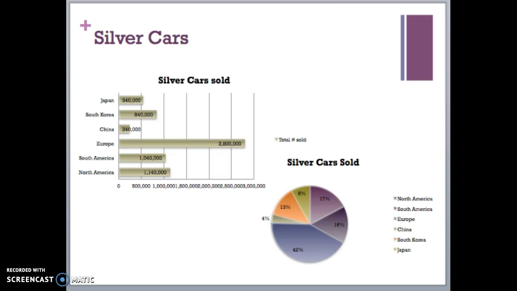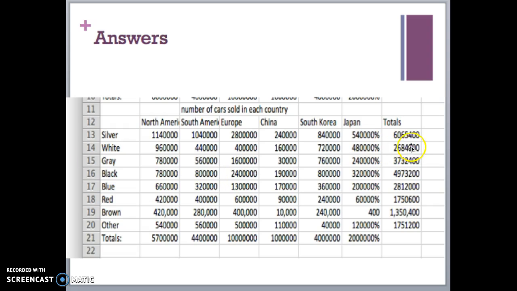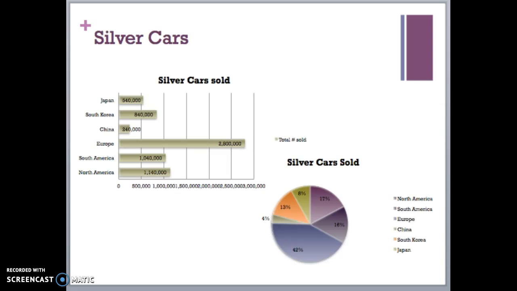So here's a breakdown of the silver color cars. I created a pie chart to show the percentages of silver cars sold throughout the world. Out of this number, 42% of silver color cars were in Europe, which is 2,800,000. You can see the different numbers for each region.